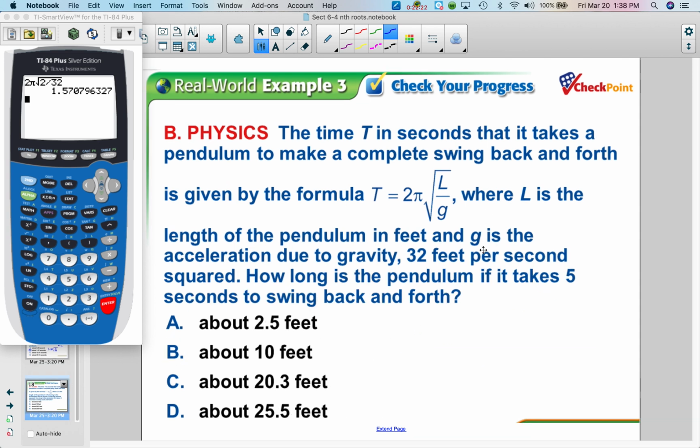And for the next problem, same setup. How long is the pendulum if it takes 5 seconds to swing back and forth? So now we're told this is 5. And we're trying to solve for how long the pendulum is, but the acceleration due to gravity we still have is 32. So I'm solving this. I'm going to isolate my square root, so I'm going to divide by 2 pi.